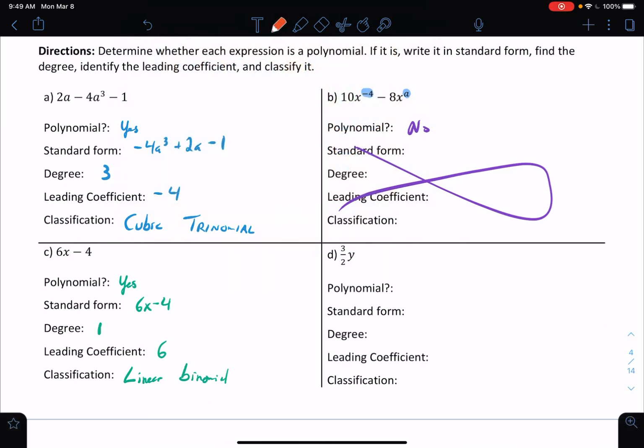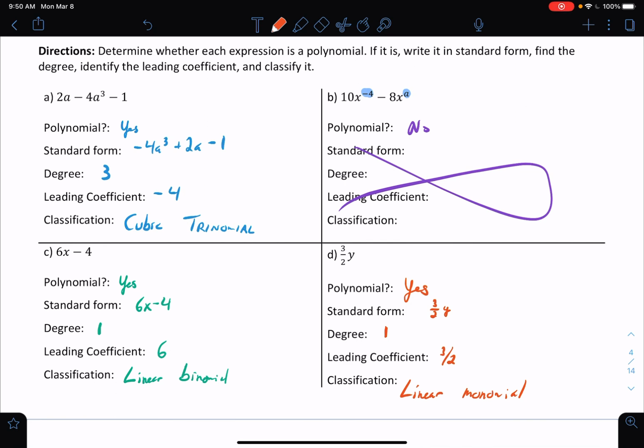And then we get to 3/2 y. Yes, this is a polynomial. You may be saying, but there's a fraction. That fraction is the coefficient on that y. All right? The y cannot be in the denominator. So this is a polynomial. It's already in standard form. The degree is 1, because the exponent on the y is 1. The leading coefficient is 3/2, which makes this a linear, because the degree is 1, monomial, because this is only 1 term.